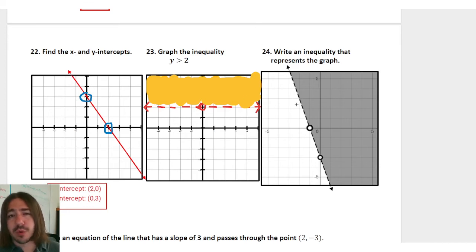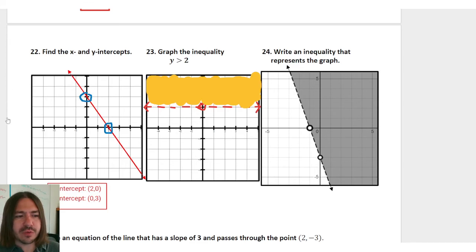On number 24, we're going the other way. Instead of being given an inequality and asked to graph it, we're given a graph and asked to write the inequality. So on this one, we can note that the y-intercept of the line here is -3, and the slope is, well, actually the slope is also -3. Those aren't always the same, so that's just kind of a coincidence for this problem.